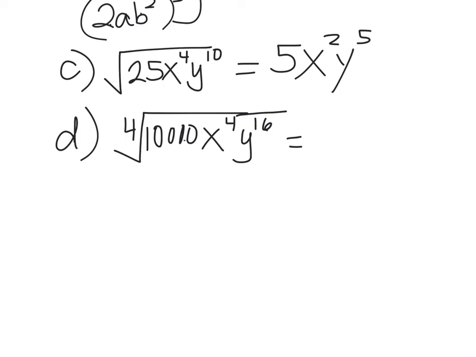Okay, 4th root of 10,000 is 10. 4 goes into 4 one time. By the way, you don't need the 1, but it's not wrong if you put it there. And 4 goes into 16 4 times. Who got that? About 20 kids got that. It's really good. Okay, here we go.